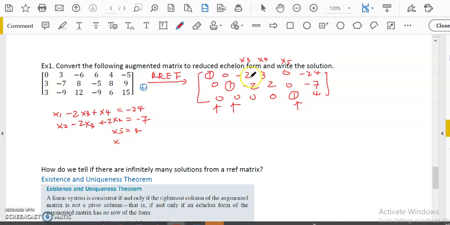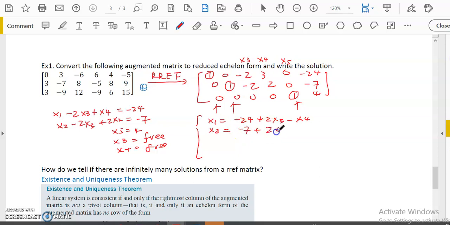And we don't have equations for x3 and x4. x3 and x4 are free. So that's how you write the general solution. And then to make it nicer, you would have x1 equal to negative 24 plus 2x3 minus x4. Basically move this over. x2 is negative 7 plus 2x3 minus 2x4.